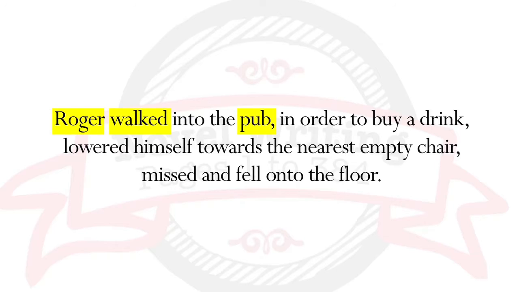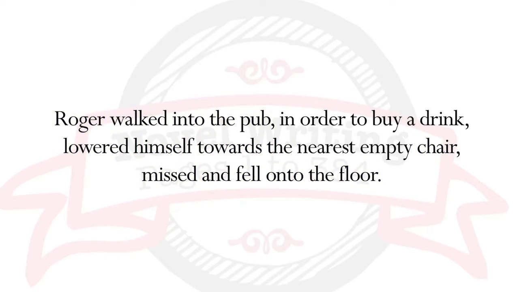Roger, walked and pub reveal the man's name, how he arrived and where. Lowered and chair tell us his next movement and what he's aiming for. Missed, fell and floor reveal what happens next and where he ends up. And words like into, the, himself, towards, and onto are needed for the sentence to make sense.